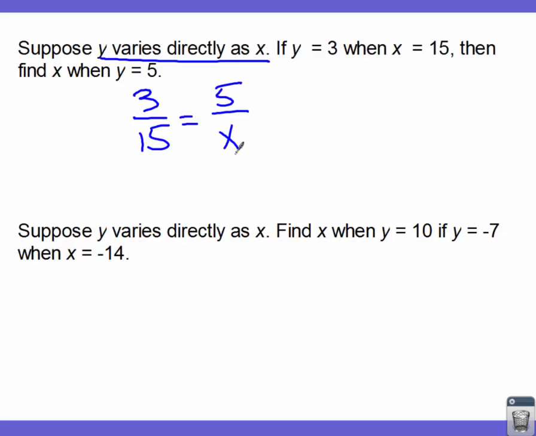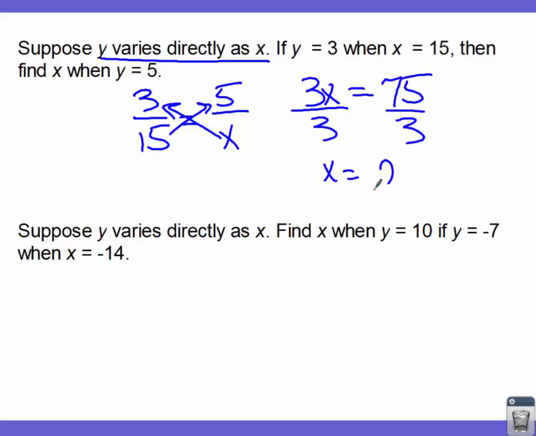Okay, and the way we solve a proportion is we cross multiply. So I'm going to cross multiply here, so I will end up with 3x equals, and now I have 15 times 5, which is 75. Okay, so if I divide both sides by 3, you end up with x is equal to 25 is your answer. All right, and that is the x value when y is 5.